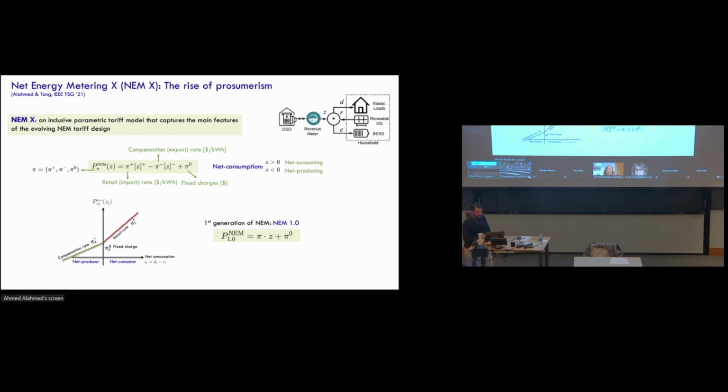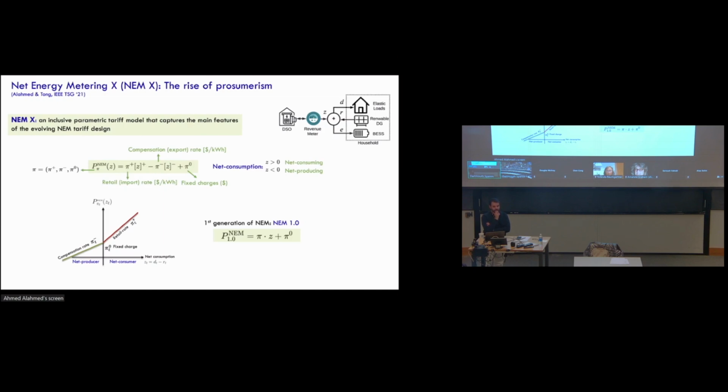Yeah. Any other questions? Yes? So for the first generation of NEM 1.0, it means that pi originally was just like the gross consumption, but it didn't specify the retail and consumption rates, like import or export rates. It didn't take into account that.